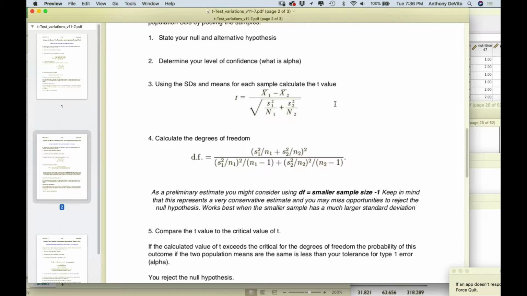Well, now, if we assume that they're not equal, this is what we're going to use to calculate our t-value. And this bottom part is going to be our standard error. Our x bar 1 minus x bar 2, just like before, divided by the standard error. It's going to be simpler: the standard deviation of group 1 squared over n1 plus the standard deviation of group 2 squared over n2, and we're going to find the square root of that whole thing. So let's do that using Excel.